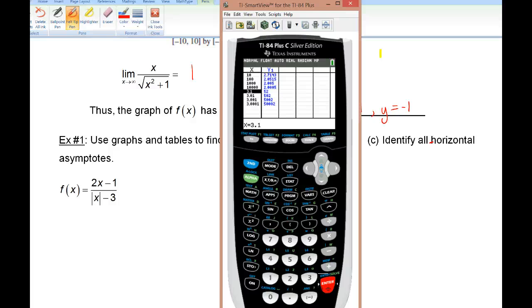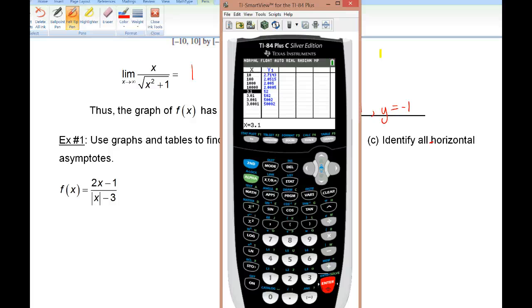Okay, what am I plugging in now? You want to plug in big numbers. I don't know how to plug numbers in. Go to second, table set, change the independent variable to ask, because then you can plug in whatever numbers you want. Did we get that? Yeah, 2 and negative 2.